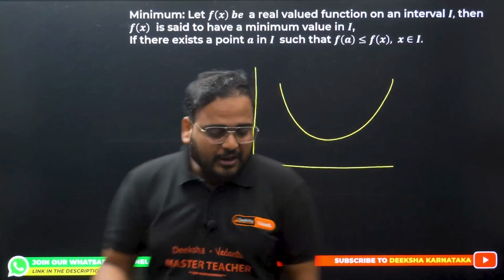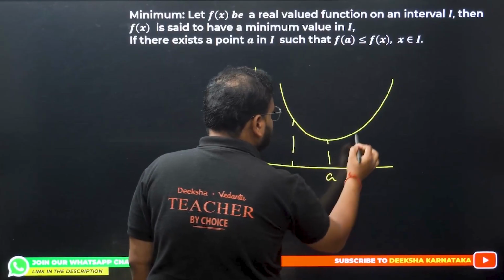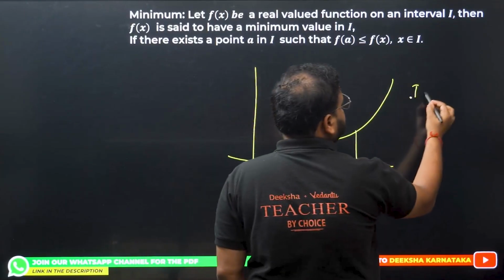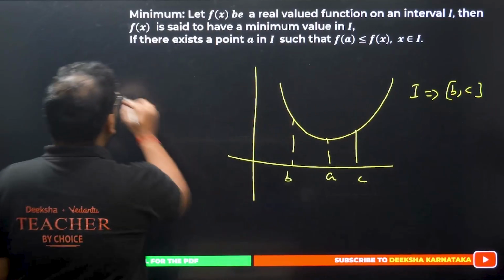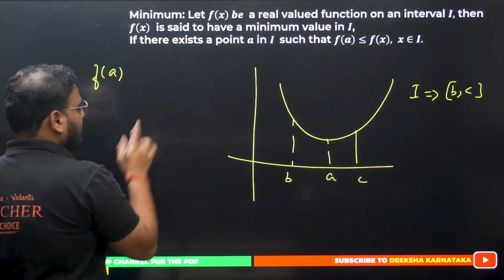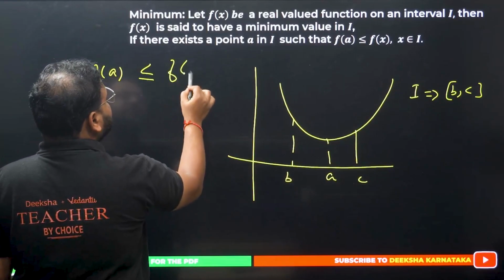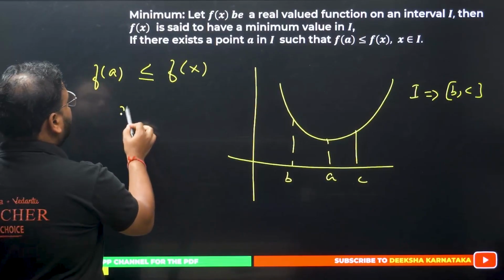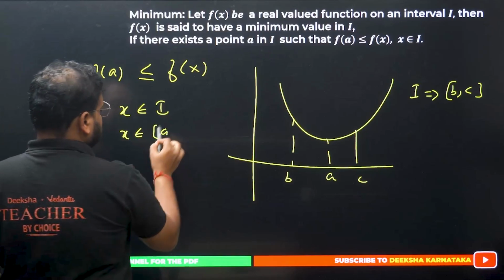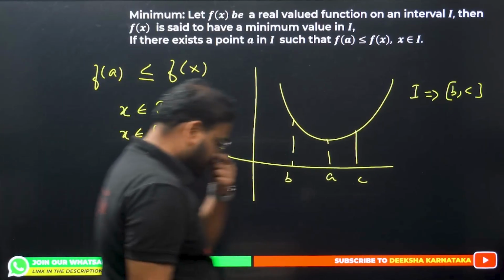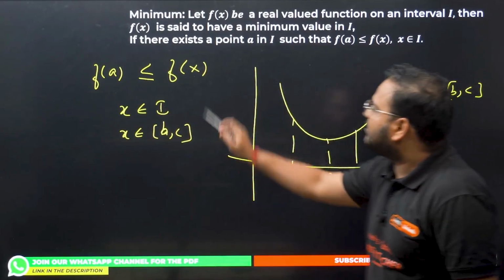If you can find a point A in an interval defined to you, B to C, same thing, the interval is defined like this, B to C, let's call it both closed, okay? And what is it? If you have the function f of A, the function value at that point A is always less than any value of the function at the point x, where x belongs to the interval I, basically x belongs to the interval B comma C. Clear? That's how we define it. That's what we define as the function of minima.